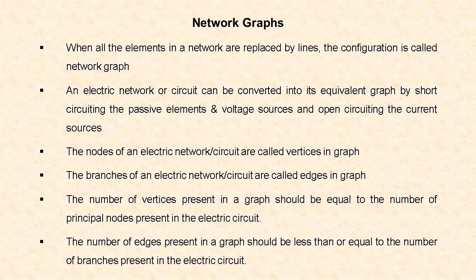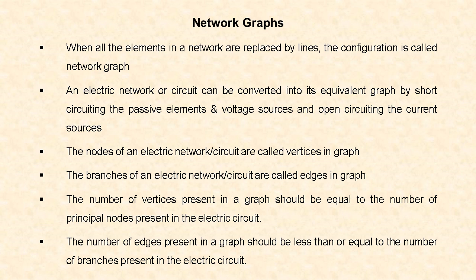In this video, we are going to see about network graphs. When all the elements in a network are replaced by lines, the configuration is called a network graph. An electrical network or circuit can be converted into its equivalent graph by short-circuiting the passive elements and voltage sources and open-circuiting the current sources.